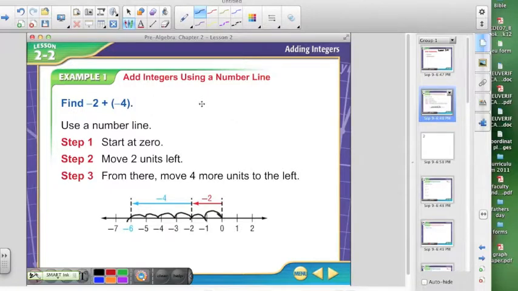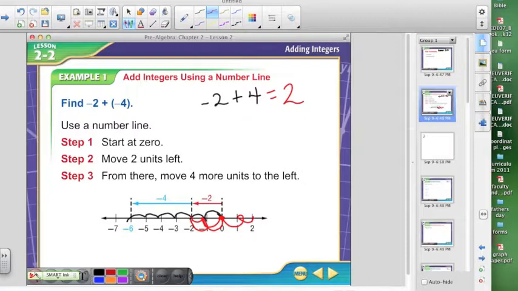Alright, what if I gave you this problem? What if I said -2 plus a +4? Well, let me change colors. Again, I could start at 0. I'm going to move to the left because my negative goes to the left, 2 places to the left. 1, 2. And then I want to add a +4, which means I've got to go back 4 places to the right. So I'm going to go 1, 2, 3, 4. So I end up at a +2.